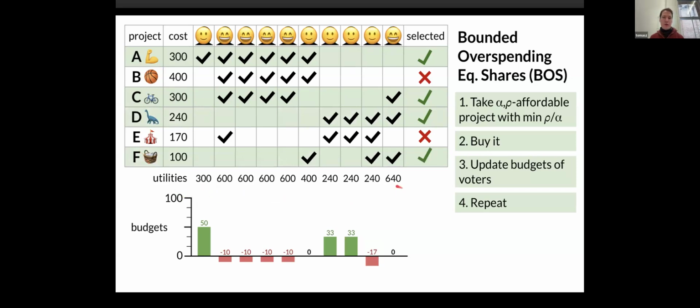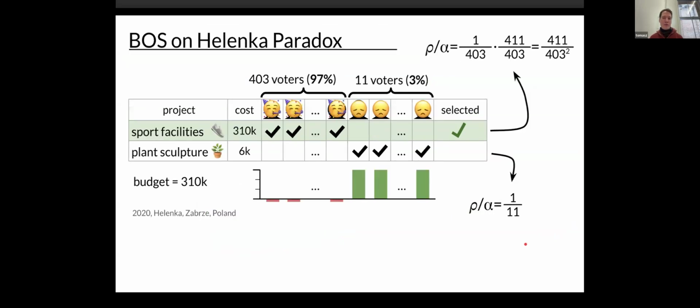And the utilities are well spread out, with the exception that for some voters they are higher, which means that overall utility is higher, which is promising. By design, BOSS is not meant to satisfy EGR, because we don't want to satisfy it, for example, for the Halenka paradox, but it's still good to know that it satisfies some EGR approximation. So that's also nice. Now with BOSS, we can actually solve the Halenka paradox, because we can simply allow this large amount of voters to overspend by a bit. And this will give us a much better ratio than for the other project. So BOSS will select the first project, and that will solve our issue.